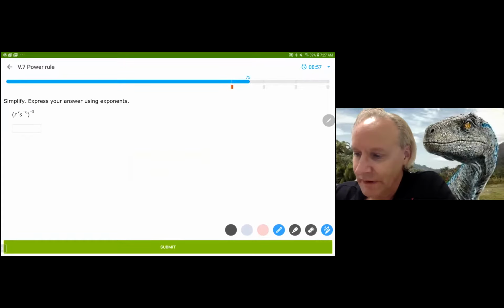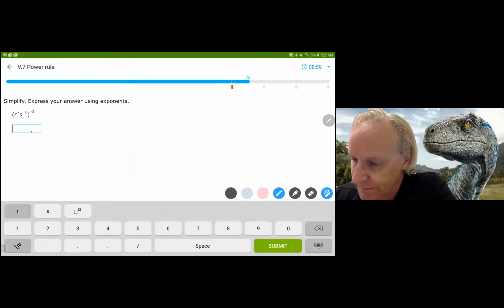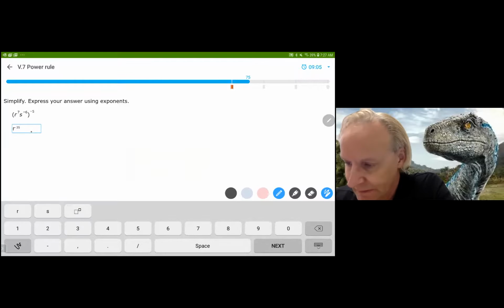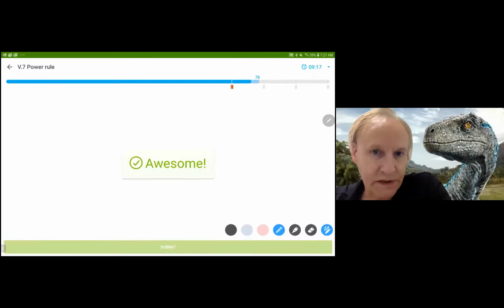And we get an r raised. This says r to the 7th, and it's going to be raised to the negative 35. I'm just multiplying my exponents. And we have an s raised to the 30th power because I've got a negative 6 times a negative 5, just in case you can't see it there. I'll write it bigger next time.